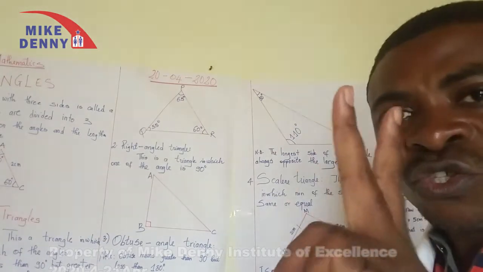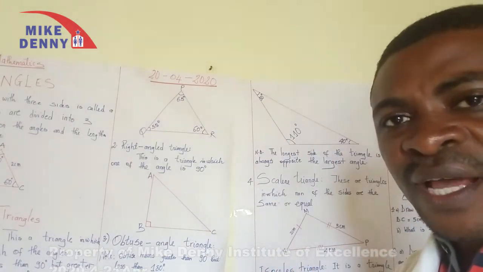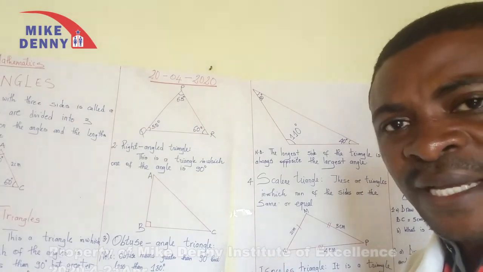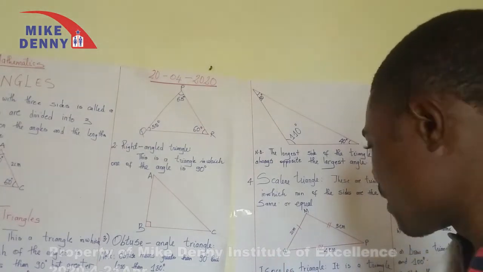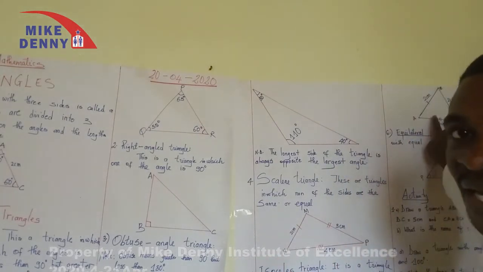The next type of triangle, which we'll be looking at, is the isosceles triangle. Isosceles here means 2 sides are equal. So any triangle that has 2 equal sides is called an isosceles triangle. And the example of an isosceles triangle is the triangle I have on the board here.